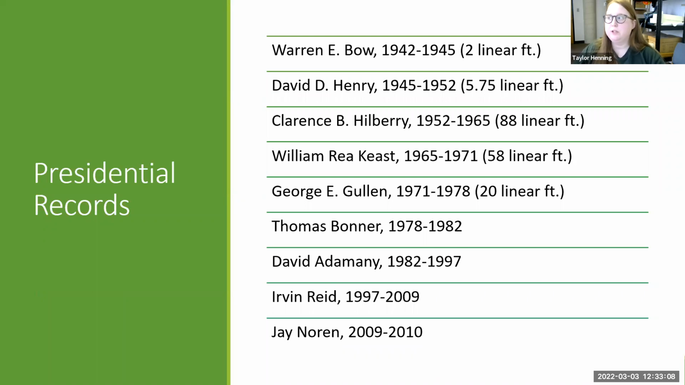So Warren Bowe only has 2 boxes. David D. Henry has almost 6 boxes. Clarence Hilberry has 88. And we see similar numbers with Keast. And then Gullen is actually partially processed, and I'm almost done processing the rest of it right now, and it'll be more like 70 boxes by the end.